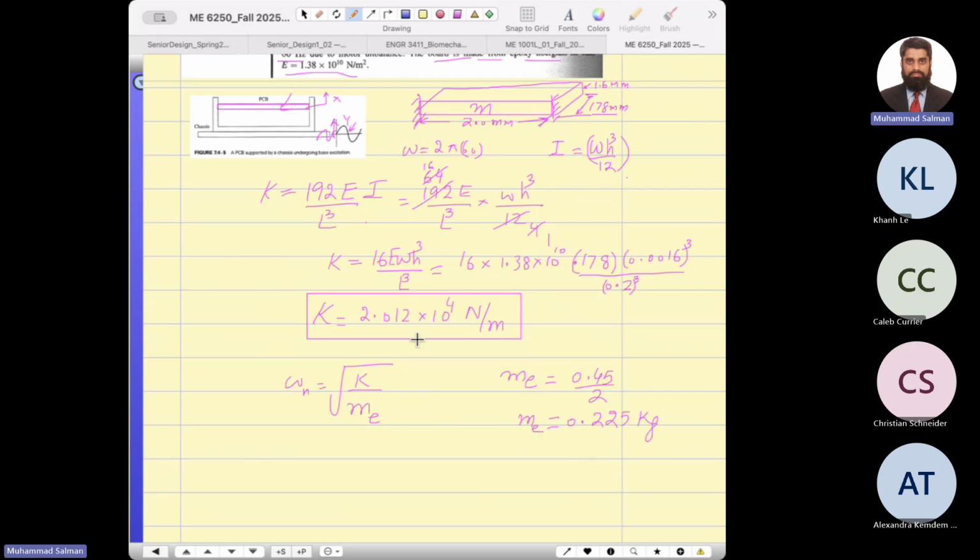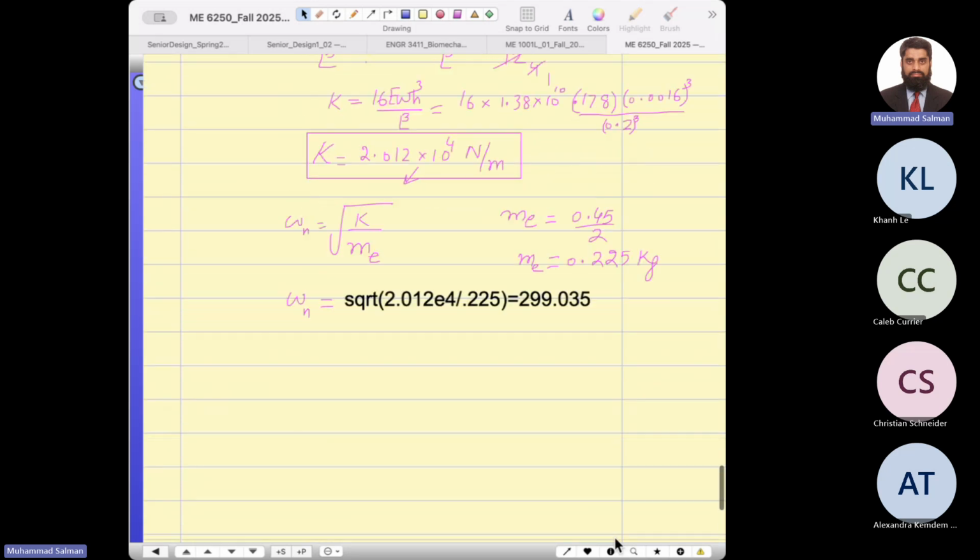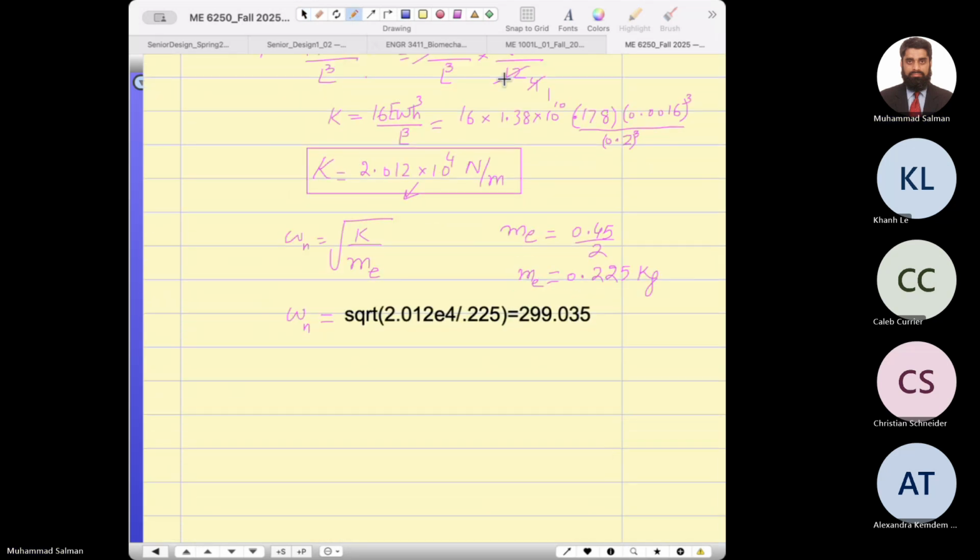So if the mass is given and K is given, can I write down the natural frequency? So let's do this math together. I can write down the square root of K, which is 2.012 times 10 to the power 4, divided by 0.225. It's about 299 radians per second. So this is the natural frequency of this printed circuit board.